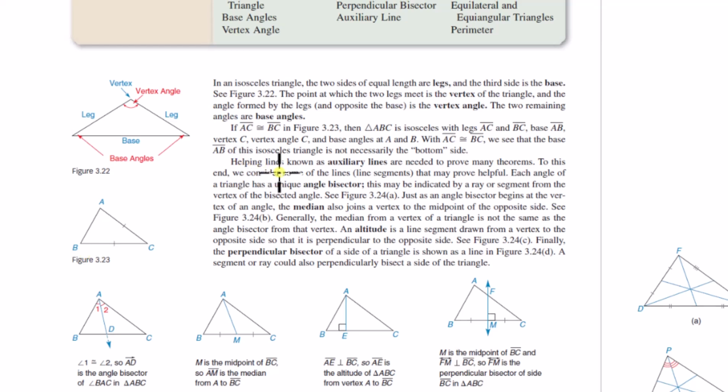Helping lines known as auxiliary lines are needed to prove many theorems. To this end, we consider some of the lines that may prove helpful. Auxiliary lines are really important for analyzing any kind of figure in 2D or 3D in certain circumstances. So here we're going to take a look at the important auxiliary lines that we use to analyze triangles. And remember, we talked about auxiliary lines before. These are just lines that we add to a figure for purposes of analysis.